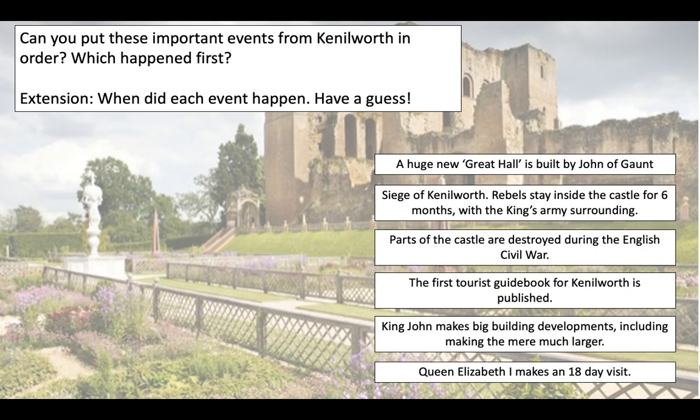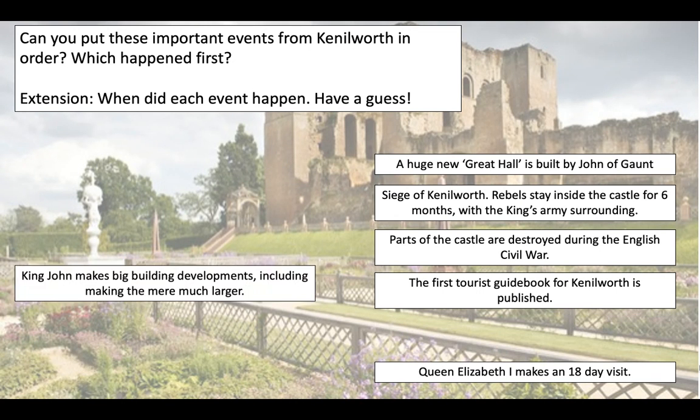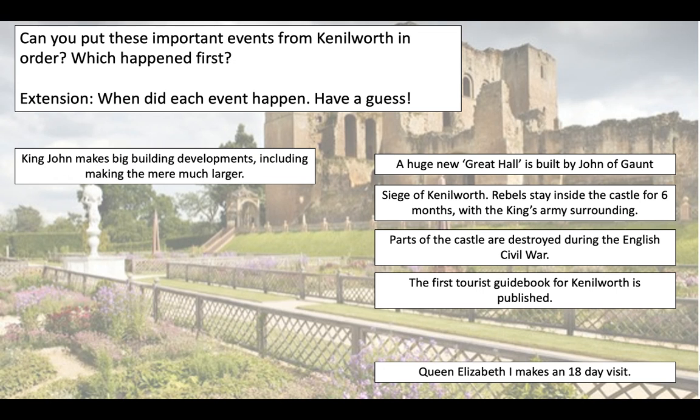So the first one is this. King John makes big building developments, including making the mere much larger. So the mere, remember, is that water defensive feature around the side of the castle. So that's the first thing that happened in this list.